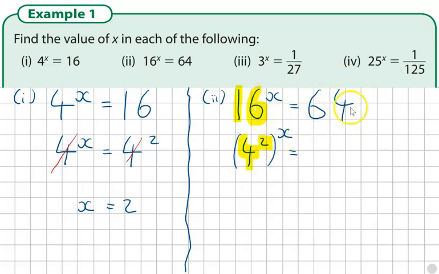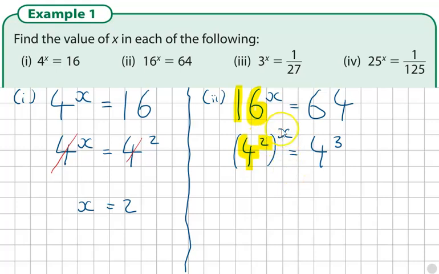So then I want to rewrite 64 as a base of 4 as well. So 4 to the power of 3 gives me 64, because 4 by 4 by 4 is 64. So I have 4 to the power of 3 on the right-hand side. Now on the left-hand side, I need to tidy it up, so I'm raising a power to a higher power. So the rule is I multiply the powers.